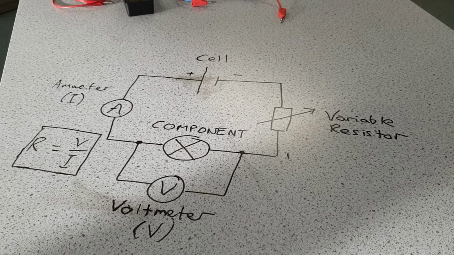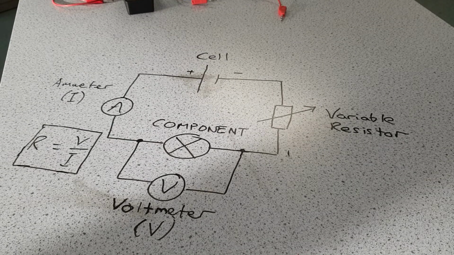Hello students, what I've got for you today is just a quick demonstration of how we would measure the resistance of a component. Now this component could be a light bulb, it could be a fixed resistor, or it could be a diode. What I've drawn on the table here is just a little circuit diagram showing the components you would need to do this.